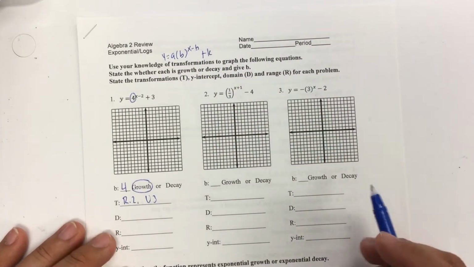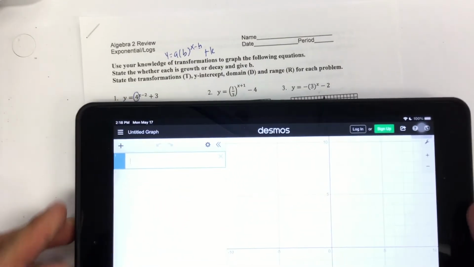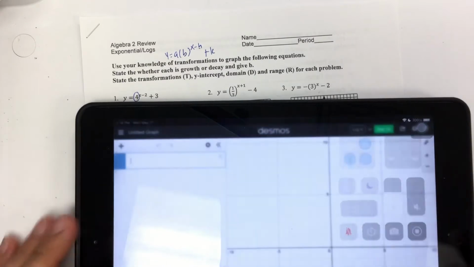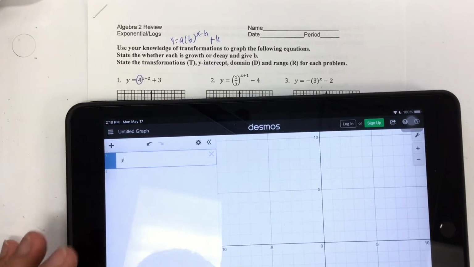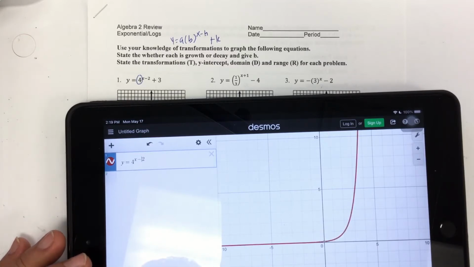Now the domain for this graph, really quickly you can just type these into Desmos, so I'm going to go ahead and do that here real quick. There we go. All right, let's type this in and see what it says. So y equals 4 raised to the x minus 2, and then plus 3.